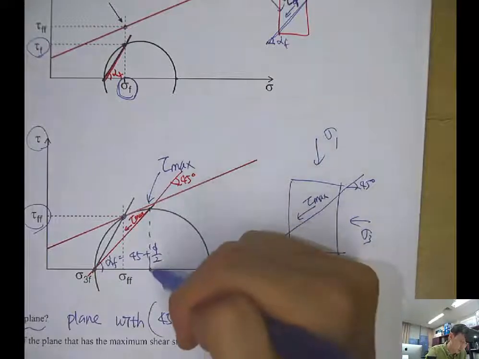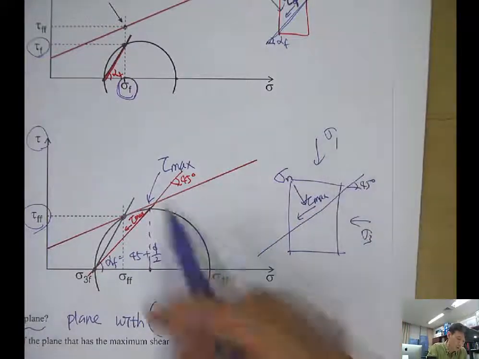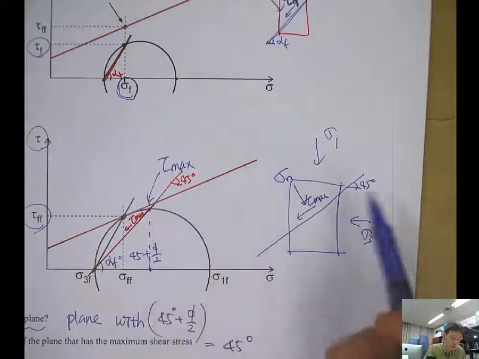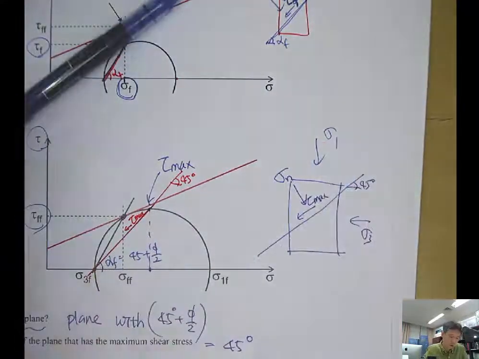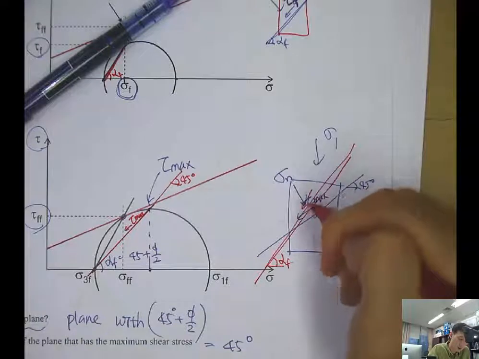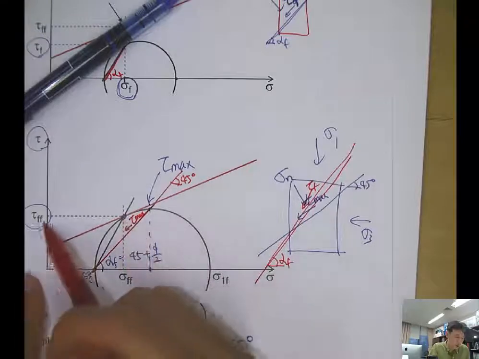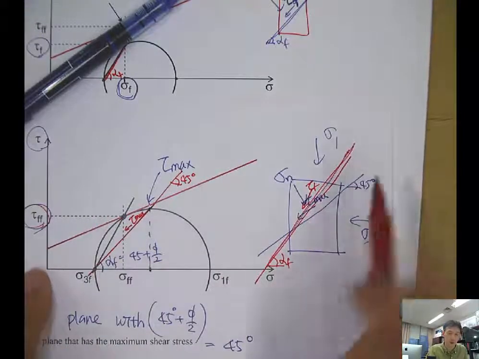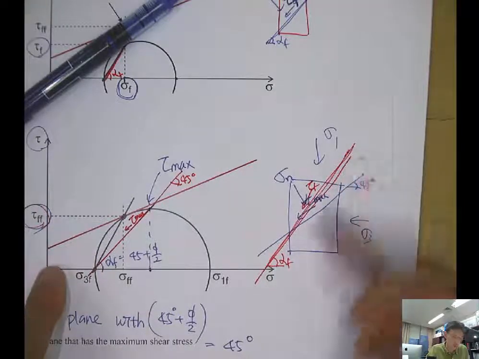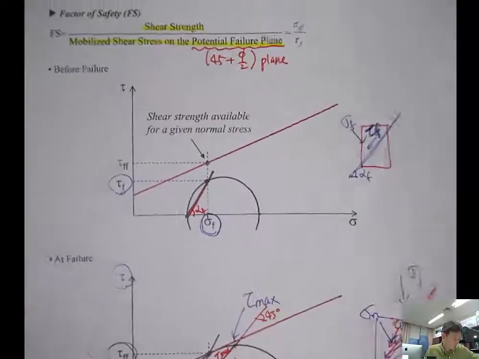But because the normal stress is very high, right? The normal stress is very high. So tau ff, the shear strength, is still greater than the tau max. But if you tilt it a little bit more, in this angle, alpha f, tau f is the same as the tau ff. So you have the most likelihood to fail along this angle. Okay.